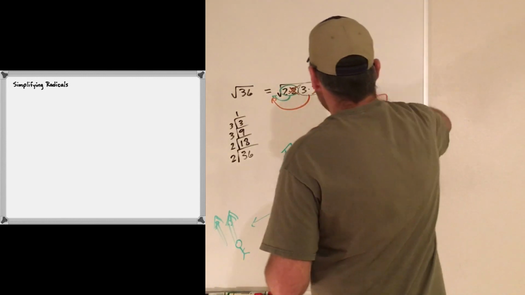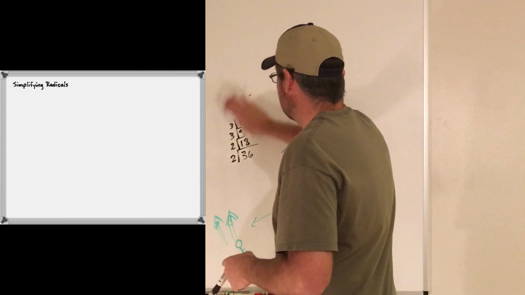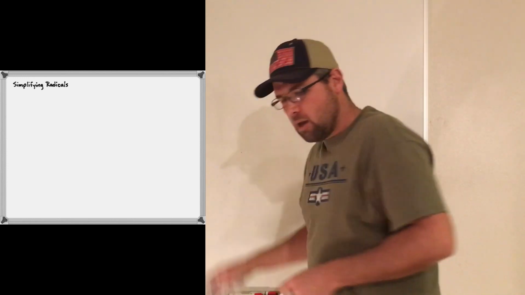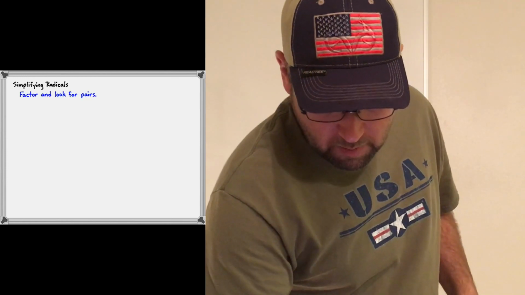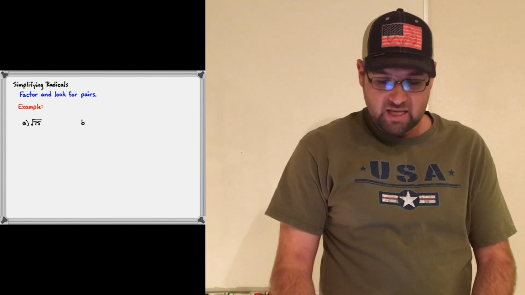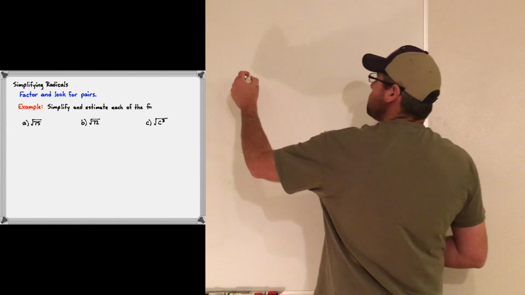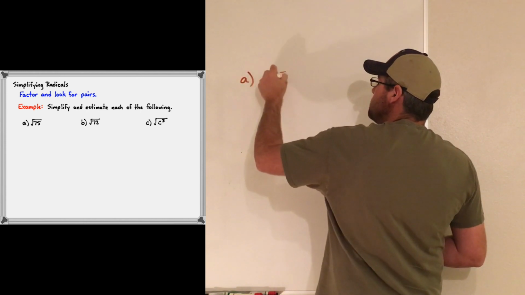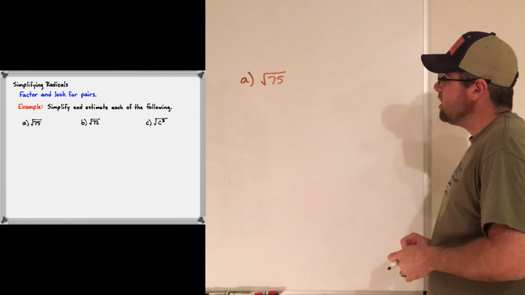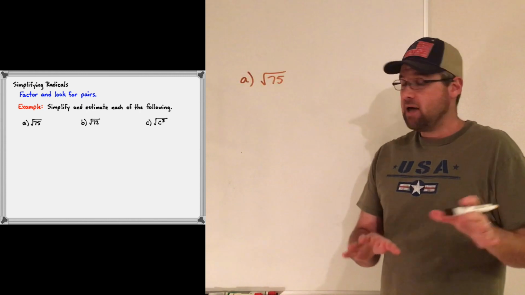So let's go through a few examples here of a little bit more difficult numbers to deal with. Basically the process: factor and look for pairs. One from each pair escapes, the other from each pair disappears. So for A, we have the square root of 75. Now you can spend a long time trying to figure out what number times itself gives you 75. And you're not going to get a nice, clean, whole number. And we'll talk more about that in a little while.